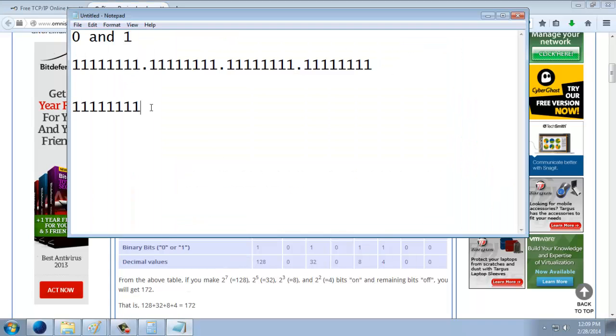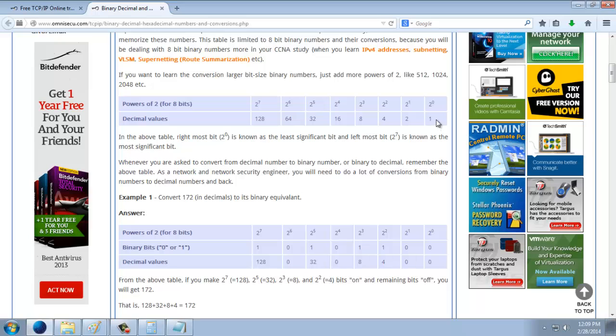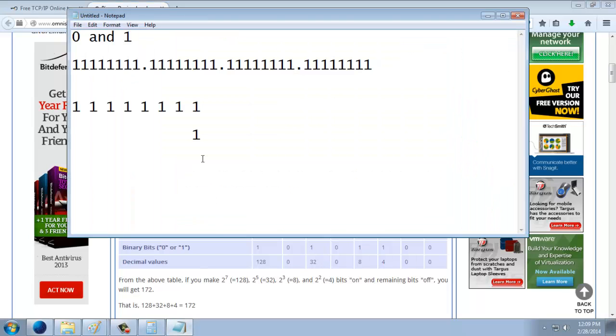Now take this binary number. Here all the bits are 1. That means if you convert, the decimal equivalent is also given here. 2 to the power of 0 is 1, right? So you have to put 1 here. This is 2 to the power of 2, 2 to the power of 3, 2 to the power of 4.